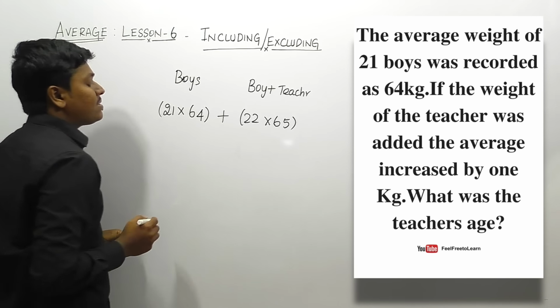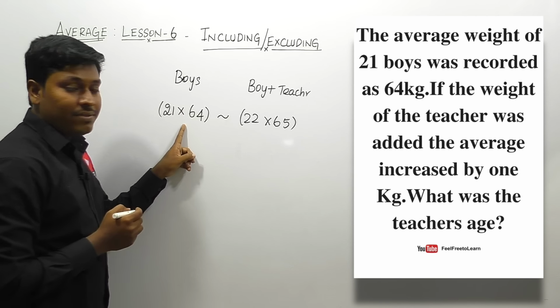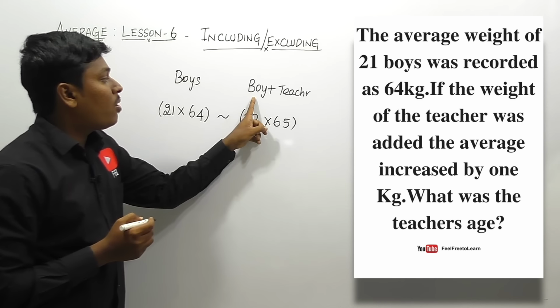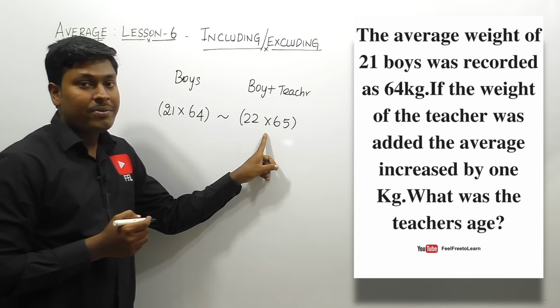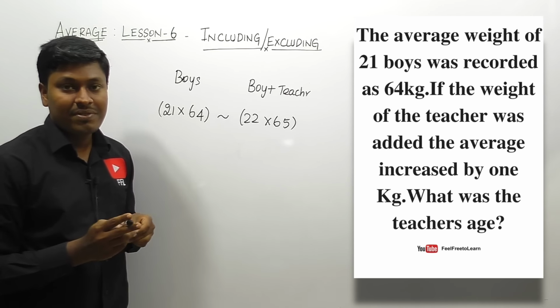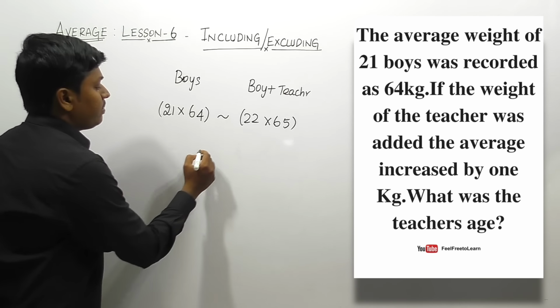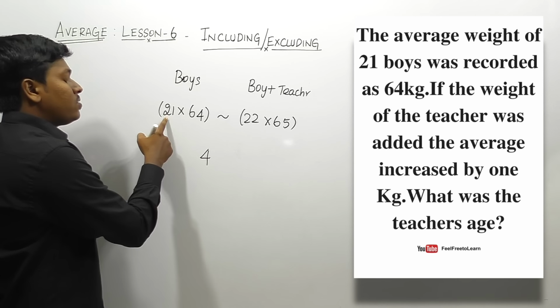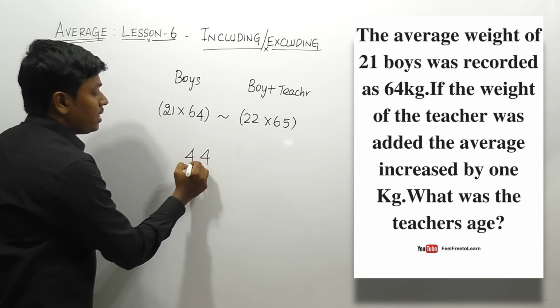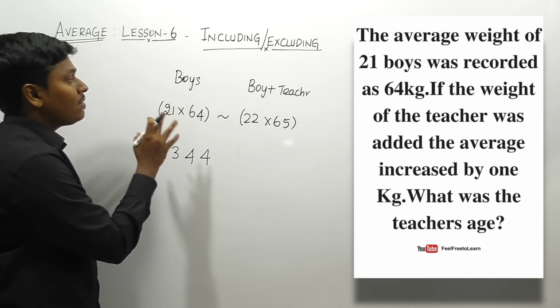So friends, listen here, we need to find the difference, right? Boys' total weight will be 21 into 64. So boys and a teacher, the total weight will be 22 into 65. So when we find the difference, the resultant will be the weight of the teacher, right? So friends, now we need to multiply this. 4 into 1 will be 4. Next, 4 into 2 will be 8, 8 plus 6 will be 14, remainder will be 1, so 12 and 13. So 1344 will be the total weight of boys.